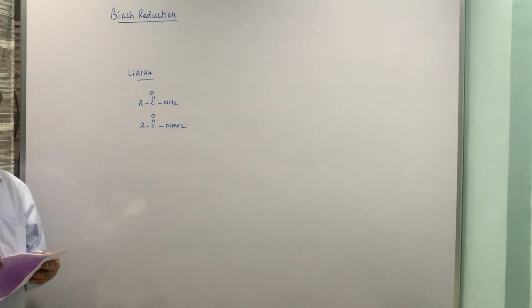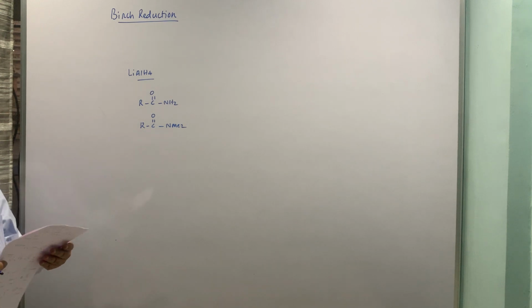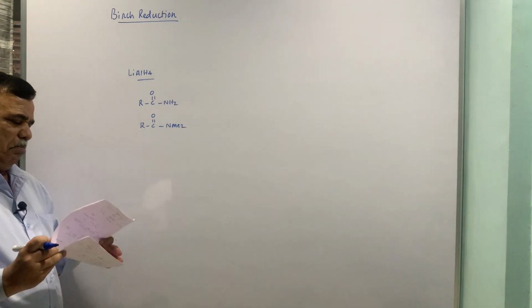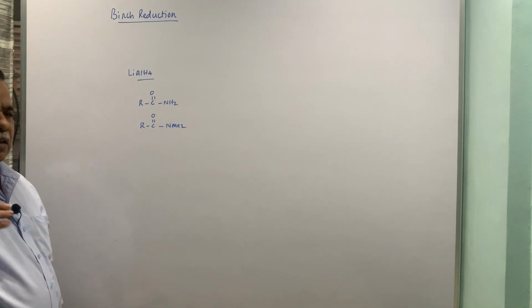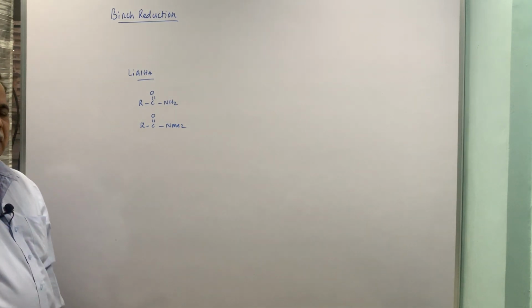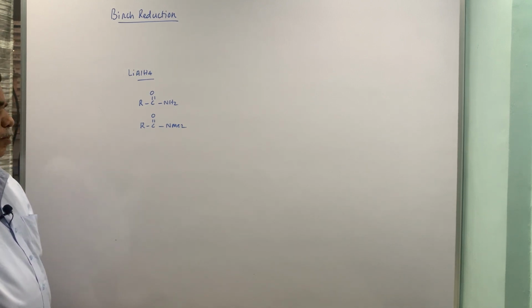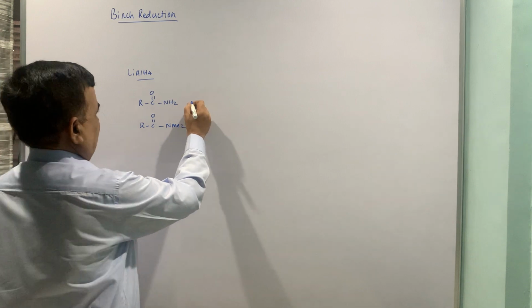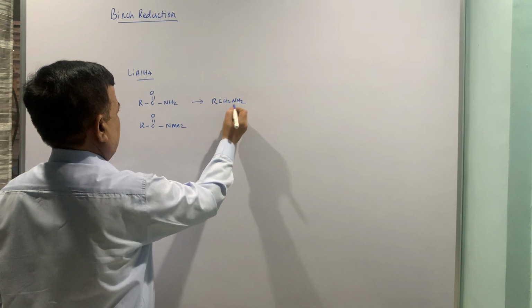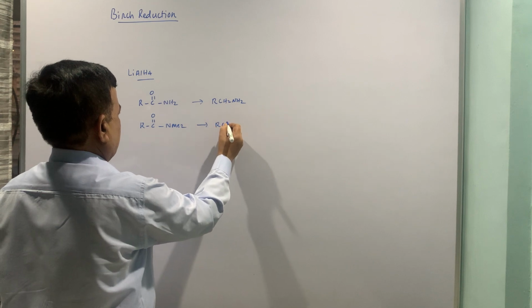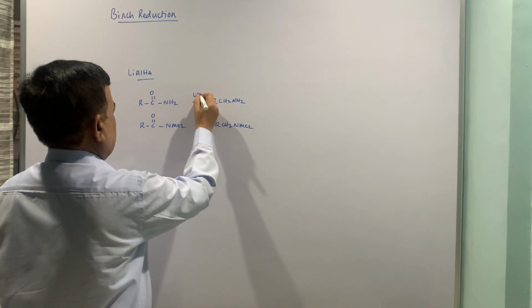Yesterday I have already told you that lithium aluminum hydride is highly reactive and highly non-selective reagent. It reduces all functional groups except aromatic halides and isolated double bonds. Otherwise, this is also transformed into RCH2NH2. This is transformed into RCH2NMe2. The reagent is LAH.